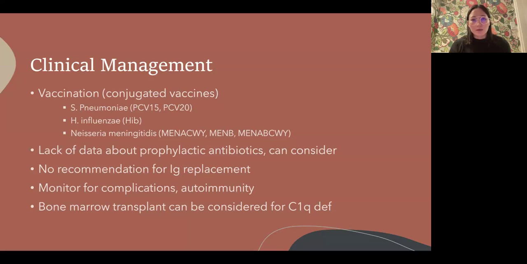And as we talked about, there's a lot of different comorbidities that can be associated with these conditions, such as lupus, other autoimmunity, renal disease. And something interesting to point out is that earlier we talked about complement proteins being mainly produced by the liver, but C1q is actually produced in the myeloid cells. So a bone marrow transplant could be considered in those patients.